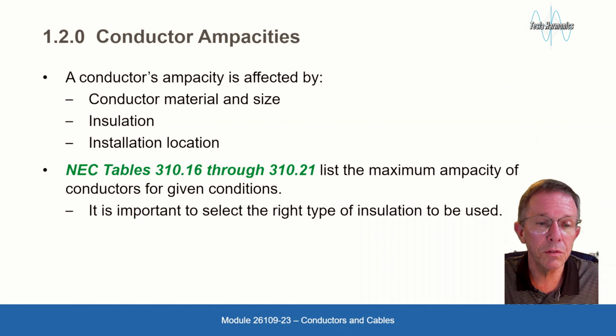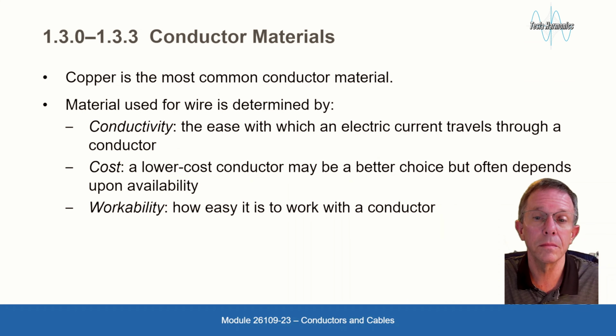Conductor ampacities. A conductor's ampacity is affected by conductor material and size, insulation, and installation location. NEC Tables 310.16 through 310.21 list the maximum ampacity of conductors for given conditions. It is important to select the right type of insulation to be used.